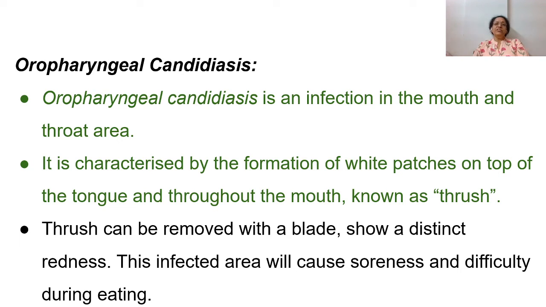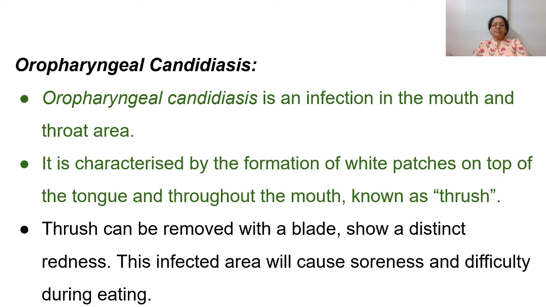This oropharyngeal candidiasis is an infection in the mouth and in the throat area, as the name indicates, that is, infection of the oral cavity. It is characterized by the formation of white colored patches. As you know, when this organism grows in a hospital environment, there is also a formation of white colored colonies, yellowish white colored colonies. Similar type of growth occurs when they infect our body cells.